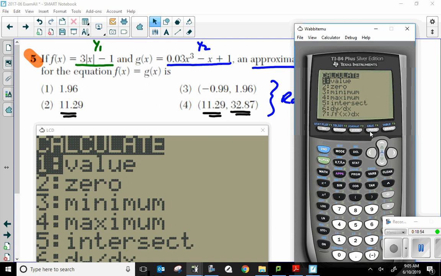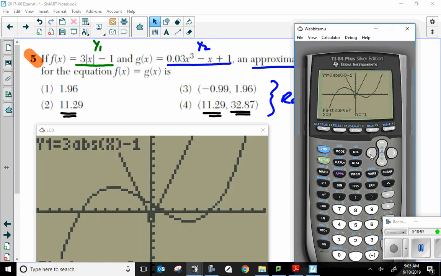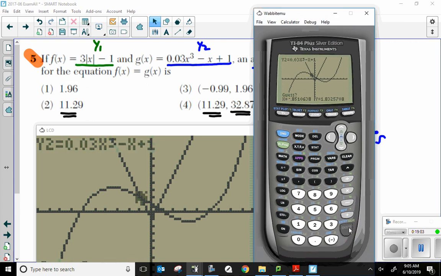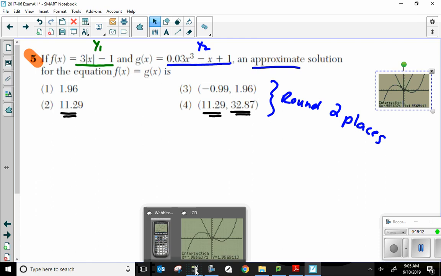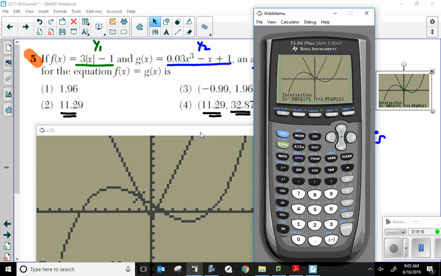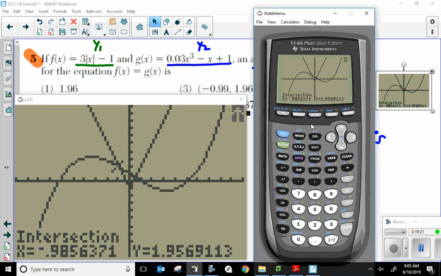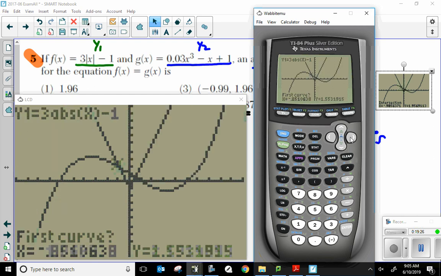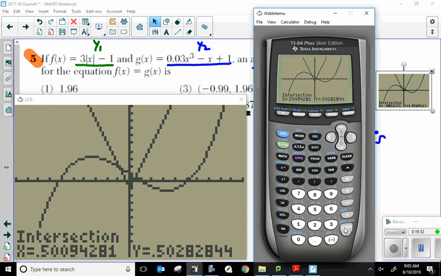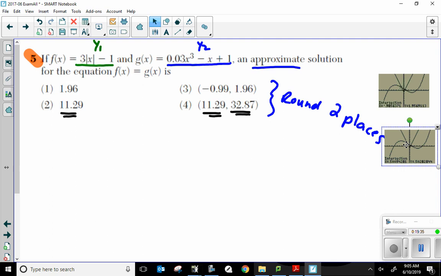Second, calc. Intersect number 5. Bang. Put my little bug dude closer to the intersection point. Hit enter 3 times. 1, 2, 3. Negative 0.985. That's one of my answers. I'll just put this right here. Okay. Now let's do the next one. I'm going to intersect this point right here. So second, calculate intersection. Bam. And I go down to this little bugger right here. Enter, enter, enter. 0.5009. I'm going to list that here.